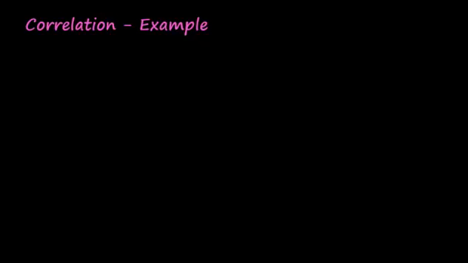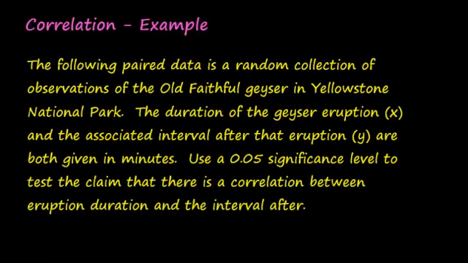Now let's work an example of a correlation problem. The following paired data is a random collection of observations of the Old Faithful geyser in Yellowstone National Park. The duration of the geyser eruption, the X values, and the associated interval after that eruption, the Y values, are both given in minutes. Use a 0.05 significance level to test the claim that there is a correlation between eruption duration and the interval after. And specifically, we're looking for a linear correlation.